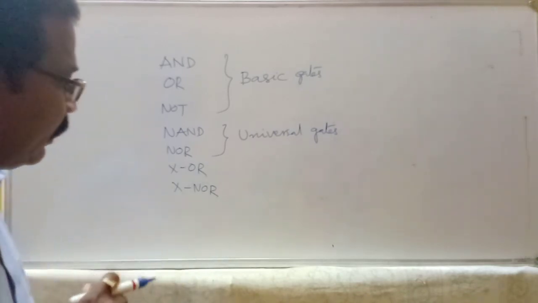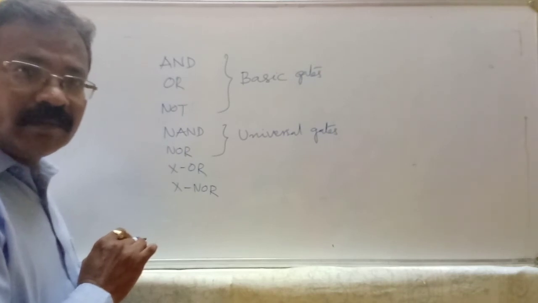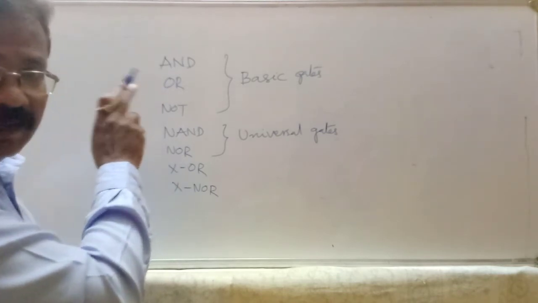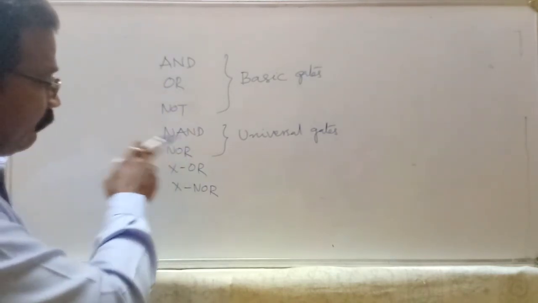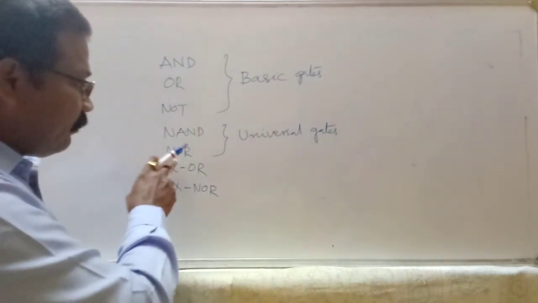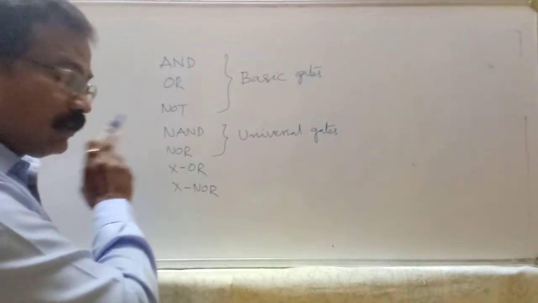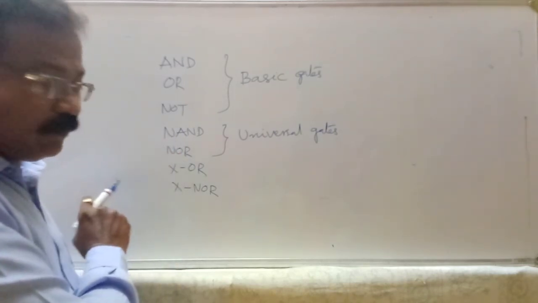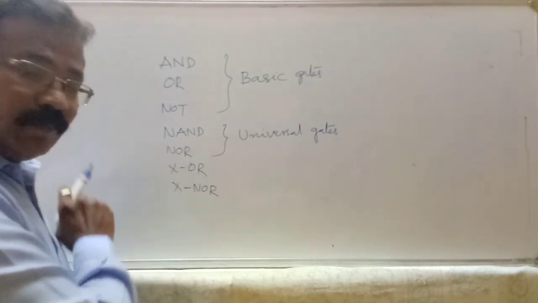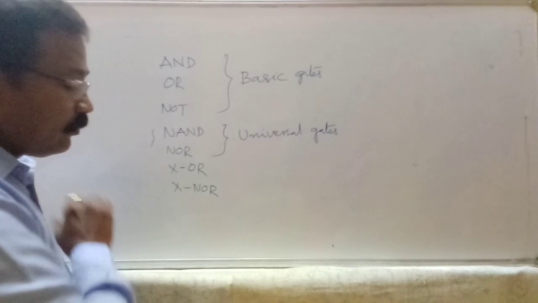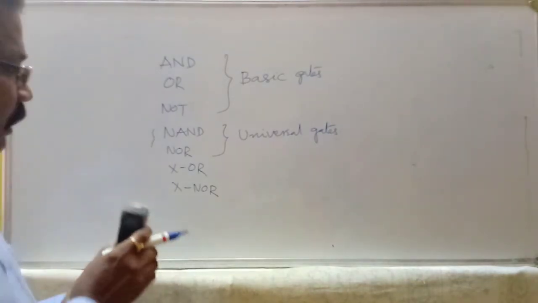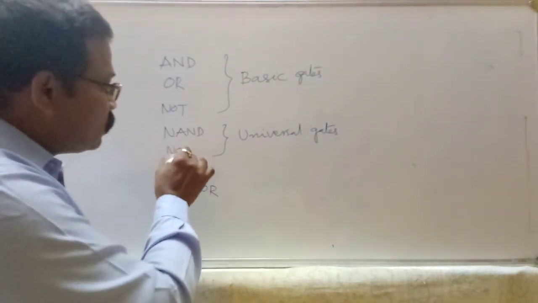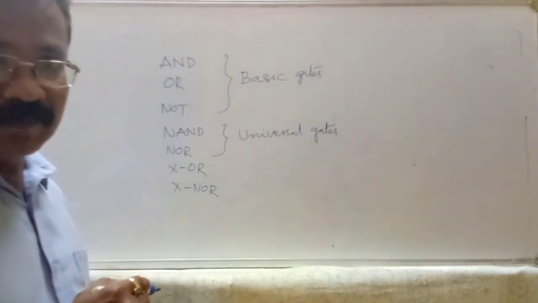In a similar way, by using NOR gates, we can realize the remaining gates. We can construct the AND gate, the OR gate, the NOT gate, the NAND gate, the XOR gate and the XNOR gate with NOR gates. So by using these 2 gates, we can construct any other gate. That's why these 2 gates are known as universal gates.